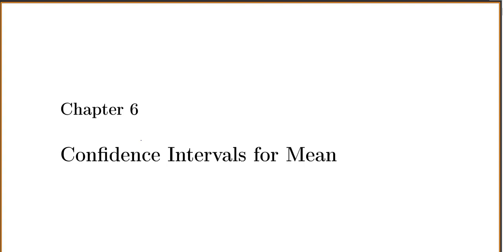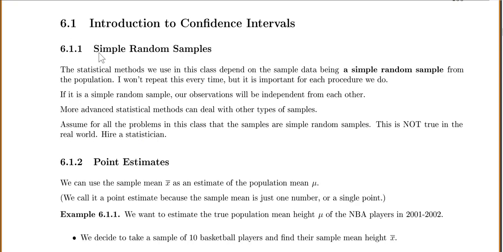Chapter 6 is about confidence intervals for our population mean. So first, let's have a little note about simple random samples. The statistical methods that we use in this class depend on our sample data being from a simple random sample. Remember, a simple random sample means each observation or each person in the sample is equally likely to be chosen.